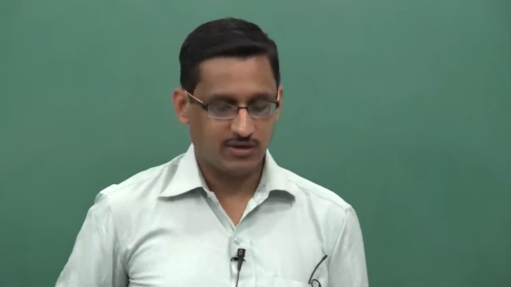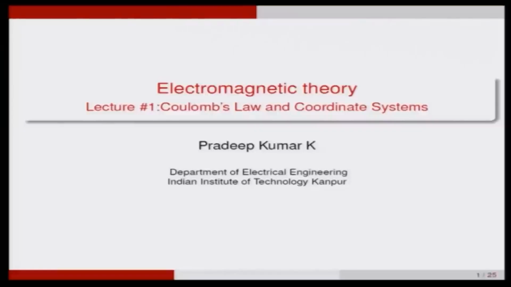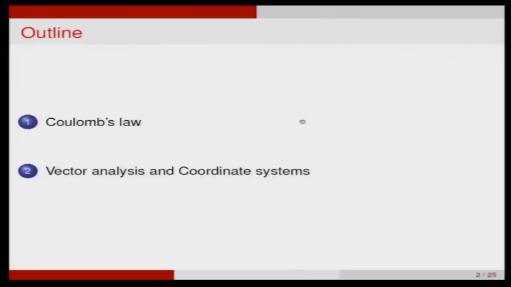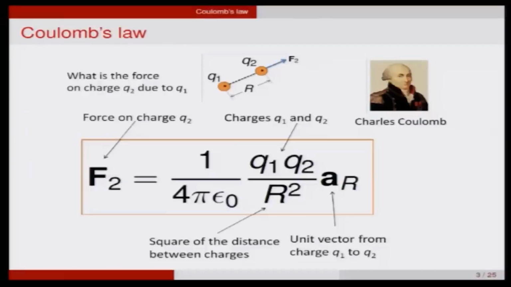Our first lecture is titled Coulomb's law and coordinate systems in the course Electromagnetic Theory. So, we will begin by first looking at Coulomb's law, and then we will study a little bit of vector analysis and coordinate systems.